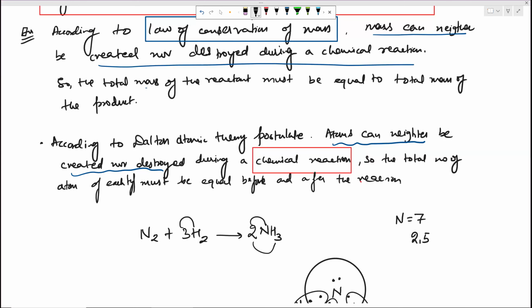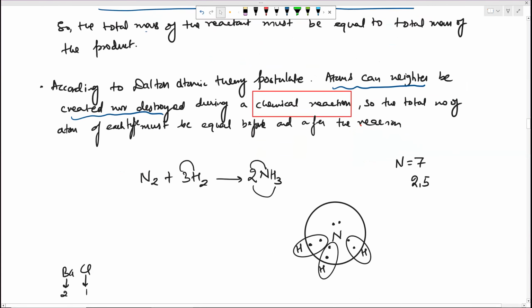Of each type must be equal before and after the reaction. For example, if I write N2 plus H2 gives you NH3, there are 2 nitrogen atoms on one side, but there is only 1 nitrogen atom on the other. So an atom is destroyed, and there are 2 hydrogen atoms.